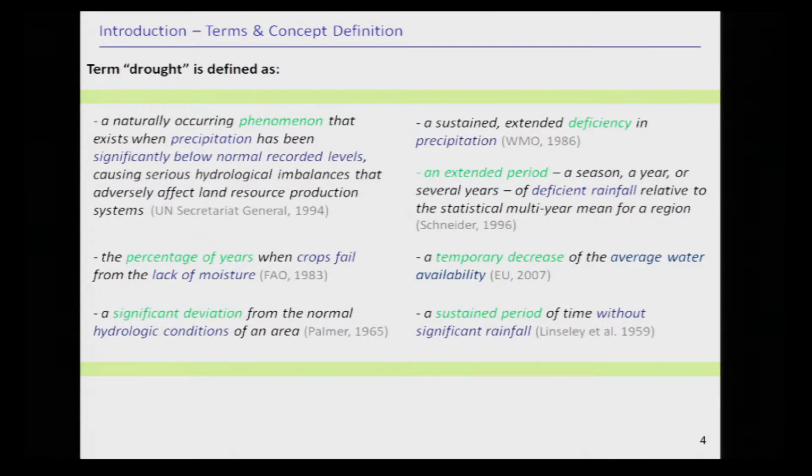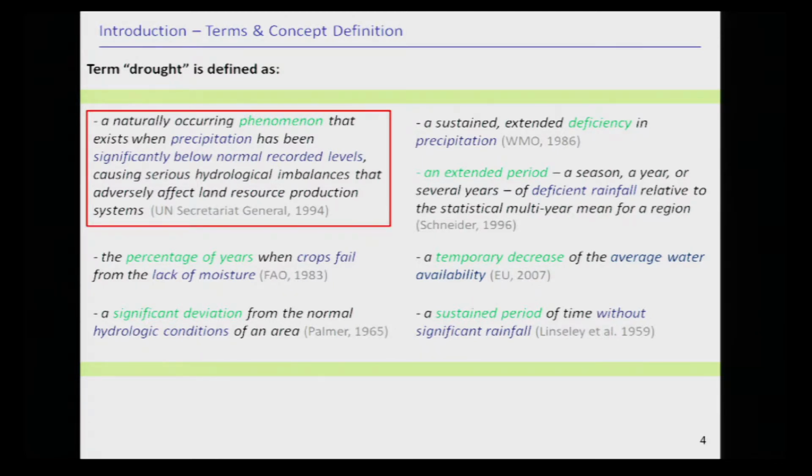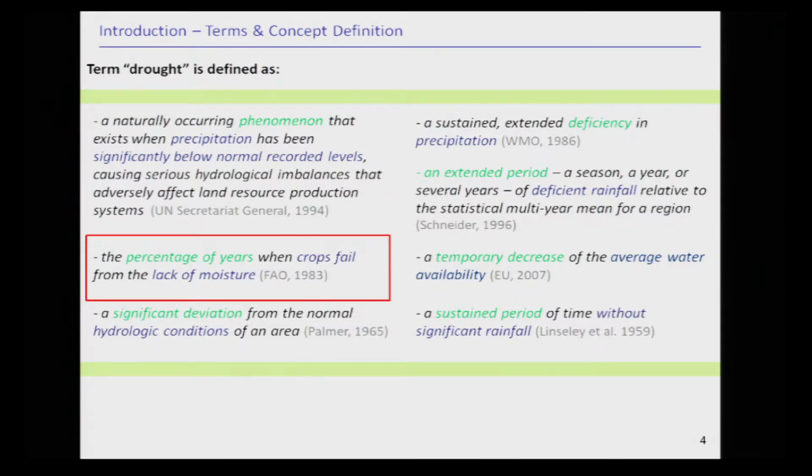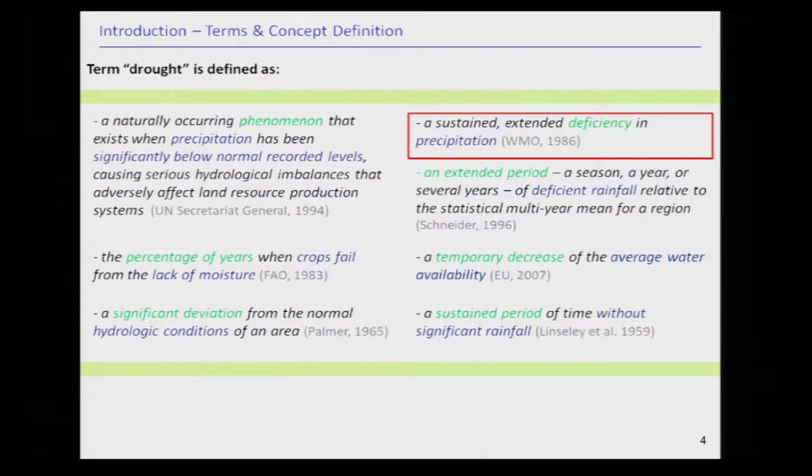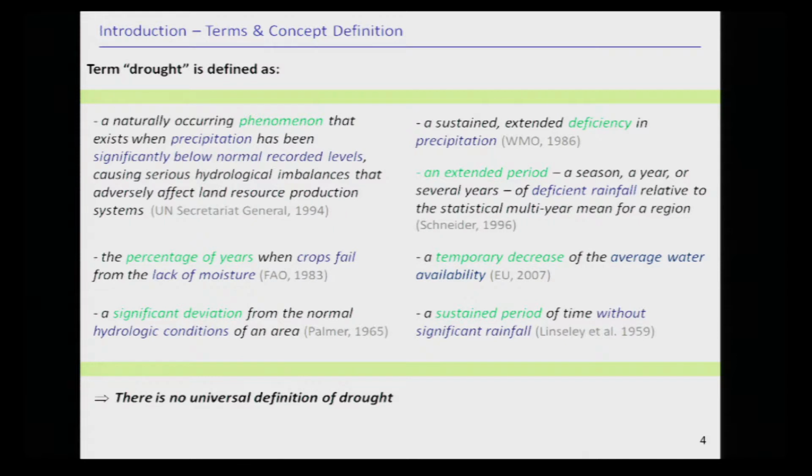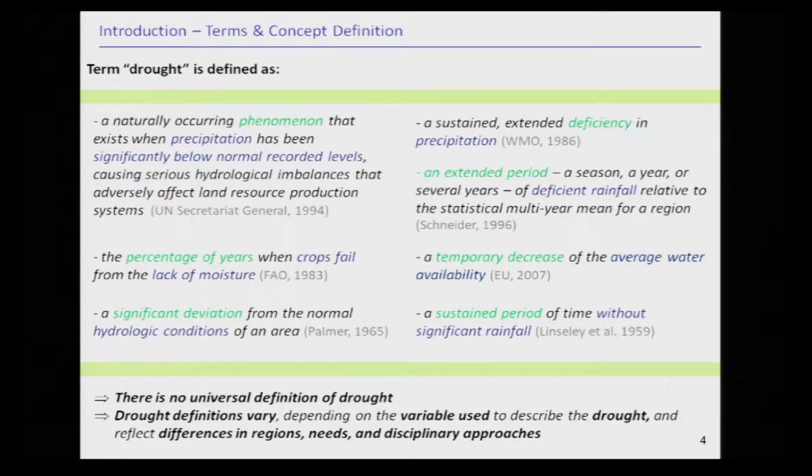So let's have a look on some of these definitions that I have summarized for you on this slide. One of the commonly used definitions from United Nations Secretariat General refer to the drought as to a naturally occurring phenomenon that exists when precipitation has been significantly below normal recorded levels, causing serious hydrological imbalances that adversely affect land resources production system. At the same time, Food Agricultural Organization refer to the drought as the percentage of years when crops fail from the lack of moisture, while World Meteorological Organization define droughts as a sustained extended deficiency in precipitation. So basically what I'm trying to say with this that there is no universal definition of drought, and drought definitions vary depending on the variable used to describe the drought and reflect differences in regions, needs, and disciplinary approaches.